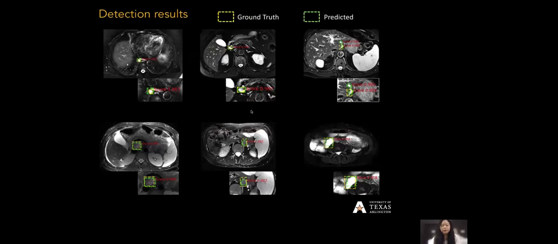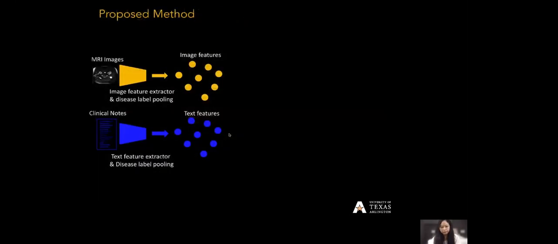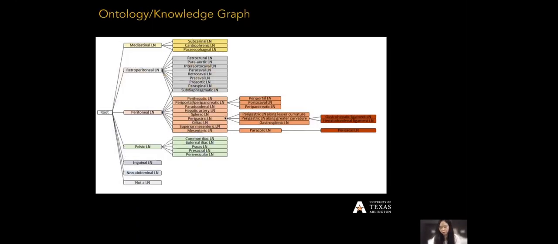Besides segmentation and detection, we further tried to leverage a predefined knowledge graph and anatomy graph to improve the lesion classification results. This is an anatomy graph generated by the radiologists, which shows the different relationships between the different subtypes of lymph nodes.